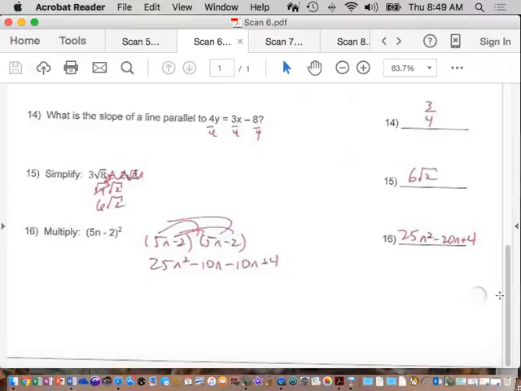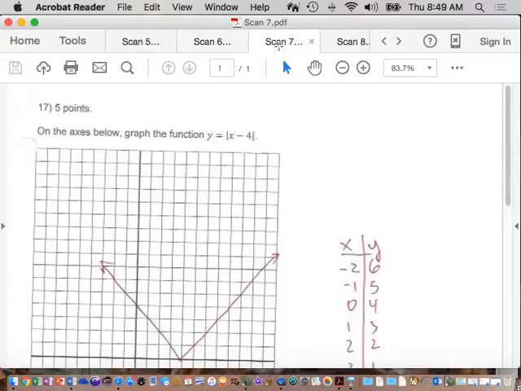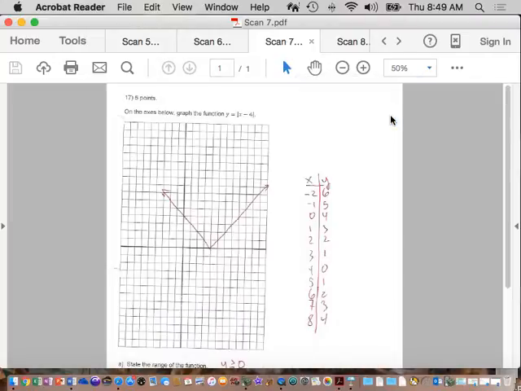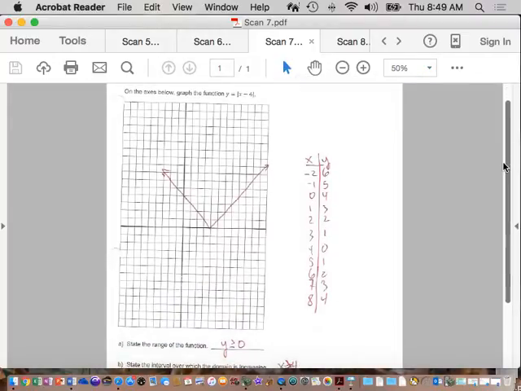So you will not, in any way, shape, or form on the test be asked to add or subtract radicals. It will not happen. But simplify, fair game. Any questions? Okay, let's go to scan 7 now. And let's change the size to 50%. And there we go. This one is easy. I agree. Oh, I did the same thing.